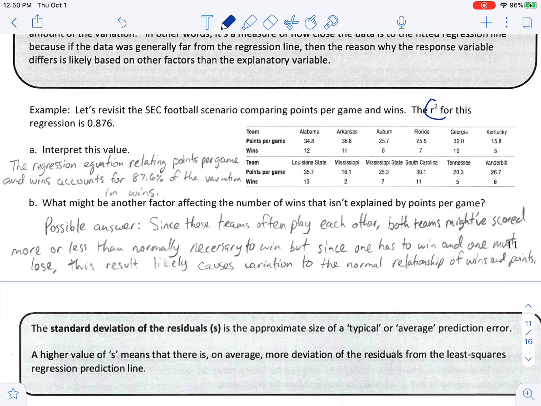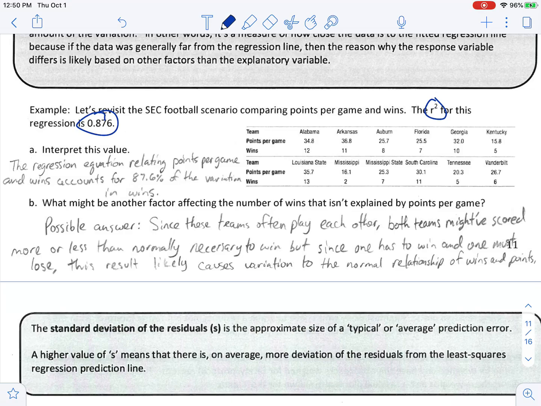All right, interpret the R-squared. I tell you the R-squared, interpret it. Again, you're basically saying, the regression equation relating the y value to the x value, points per game and wins, accounts for 87.6% of the variation in wins.